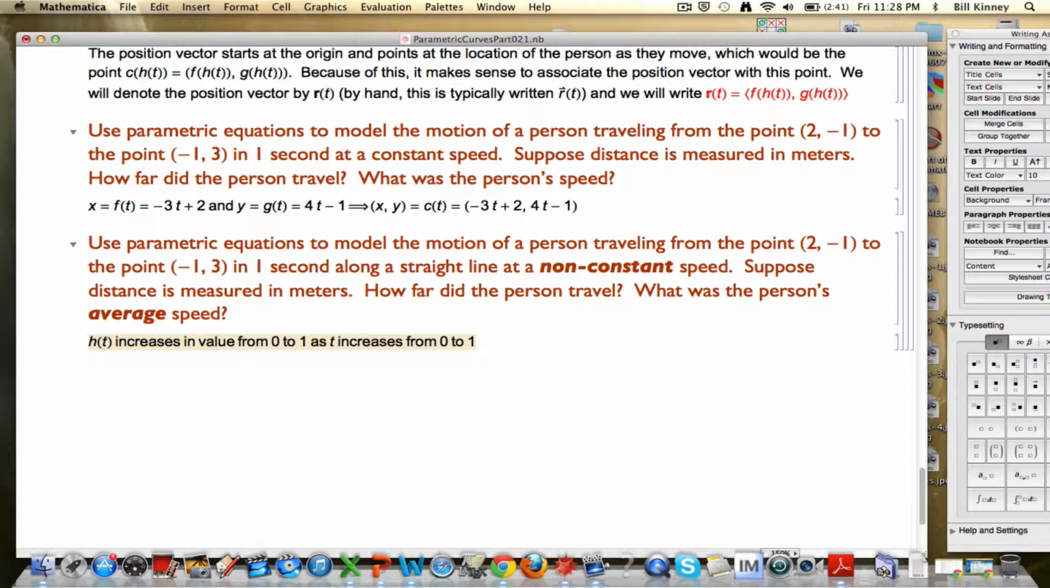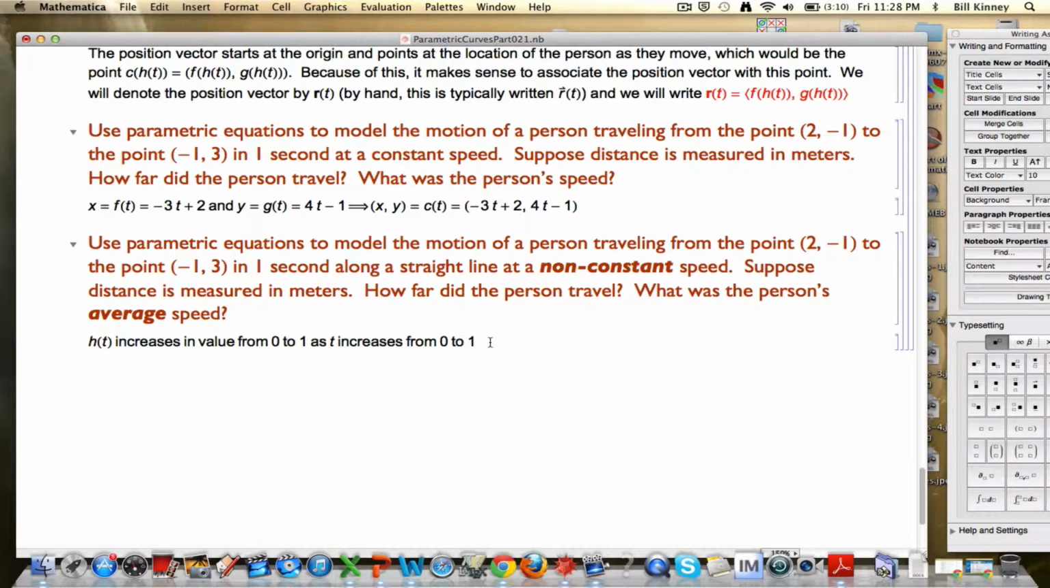If h(t) is concave up, that represents motion that increases in speed. If it's concave down, that represents motion that decreases in speed. If it's a mixture of concave up and concave down graphs that increase in value from 0 to 1 as t increases from 0 to 1, that's a speed that increases and decreases in value as we go.